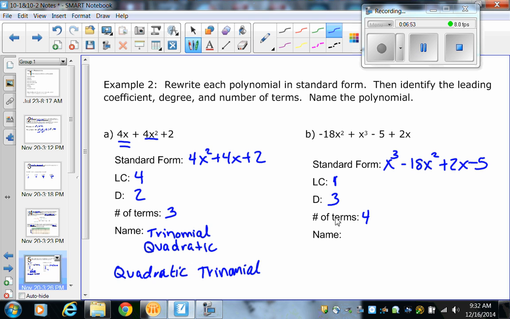So for our name, a degree of 3 makes it a cubic. And with 4 terms, it's above 3, so we only have the names monomial, binomial, and trinomial. So anything above 3 for the number of terms, you're just going to write polynomial, and then state how many terms there are. So in this case, a polynomial with 4 terms.